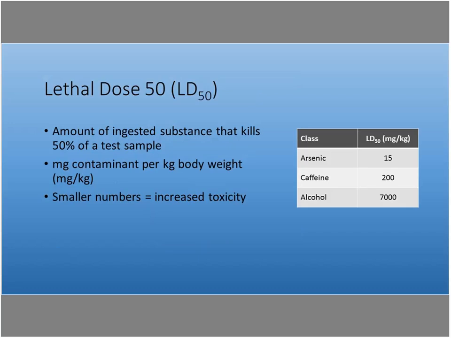Lethal dose 50 is another important concept to understand, because this is where we start talking about what's the concentration of something that's going to start to hurt somebody. So when you see an LD50 for all these different contaminants, if you read about them, it is measured by the EPA in their testing. It's the amount of an ingested substance that kills 50% of a test sample.